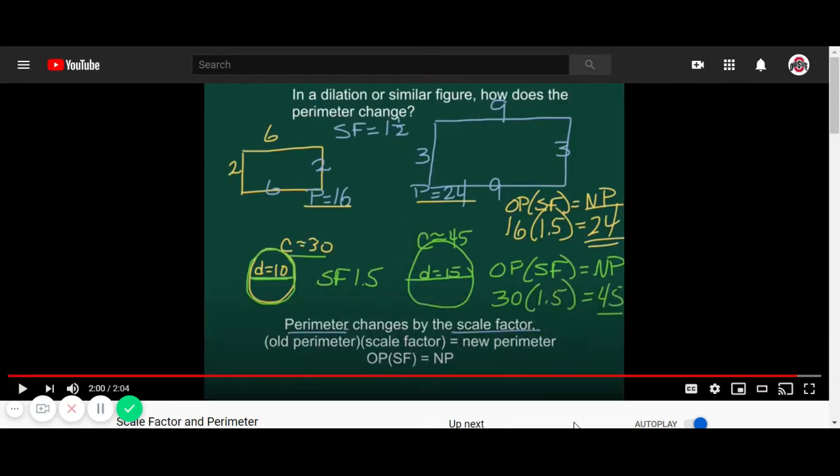So to calculate a new perimeter given an old perimeter, just like it says down here, you'll take the old perimeter and multiply by the scale factor to get the new perimeter. We're going to go through a specific example from your Go Math book that shows you how to do that.